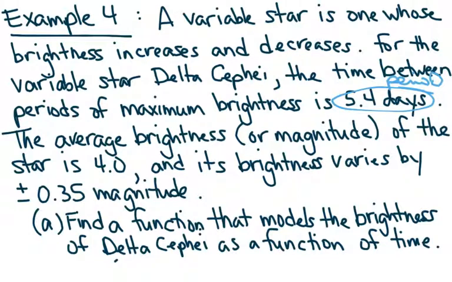The average brightness or magnitude of the star is 4.0. This is the baseline or the midline or the line of equilibrium. That means the graph has been shifted up 4 units. And its brightness varies by plus or minus 0.35 magnitude. Pretty easy to figure out. That must be the amplitude if it varies by plus or minus. Find a function that models the brightness of delta Cephei as a function of time.